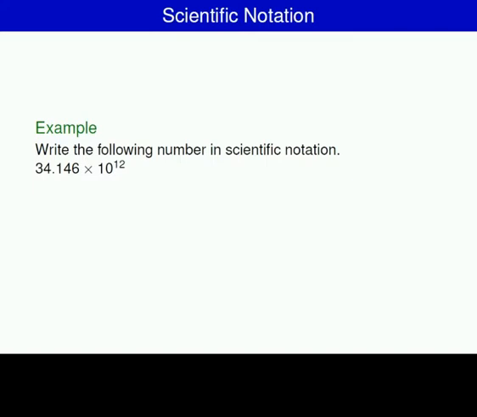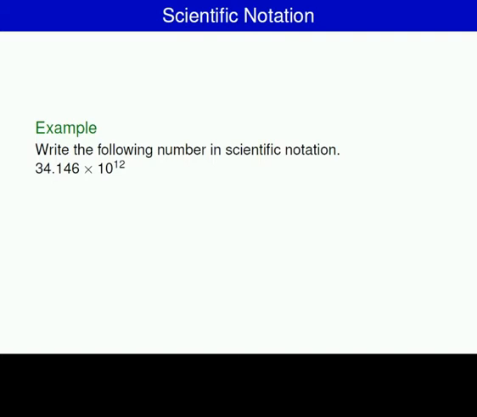Here is another example, slightly different. At a glance it looks like it's already written in scientific notation, but if you look carefully, it's not. So have a look at it and see if you can figure out why it's not in scientific notation. It's not in scientific notation because there are 2 significant digits before the decimal. You cannot have 2 significant digits before the decimal in scientific notation. There can only be 1. So this should be written as 3.4146 times 10 to the appropriate power.